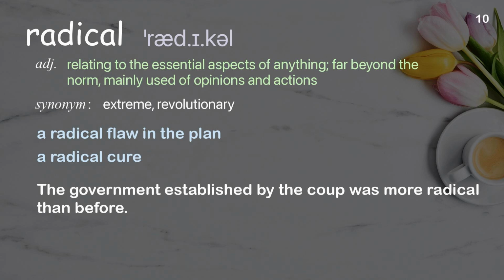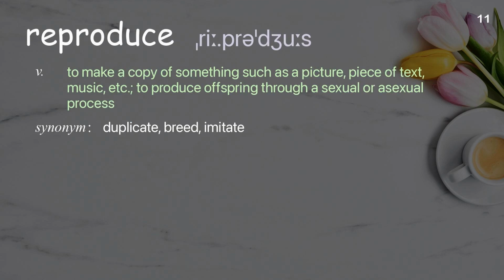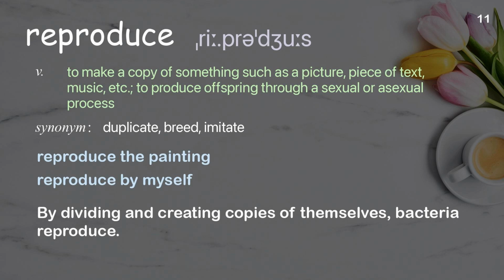Reproduce. To make a copy of something such as a picture, piece of text, music, etc. To produce offspring through a sexual or asexual process. Examples: Reproduce the painting. Reproduce by myself. By dividing and creating copies of themselves, bacteria reproduce.